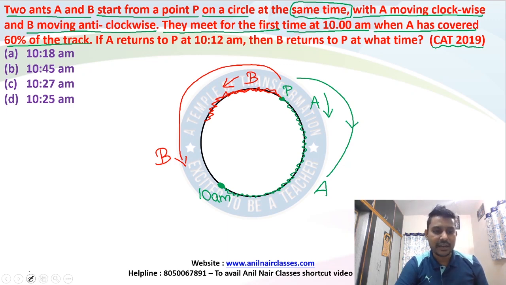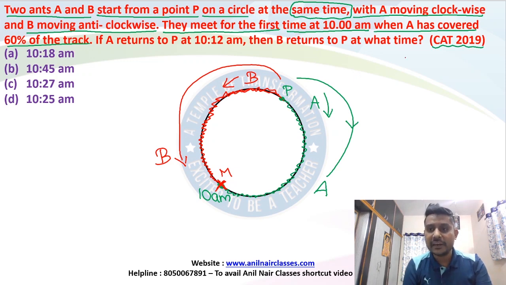Similarly, let us use the red color once again for ant B. Ant B was moving in anti-clockwise direction like this, and it will also meet. So this particular point, whatever I am marking right now at 10 a.m. is nothing but the meeting point. So can I say that from P to, suppose for example meeting point, I'll name it as M, ant A has covered a distance of 60%. From P to M, ant B has covered a distance of 40%, right?